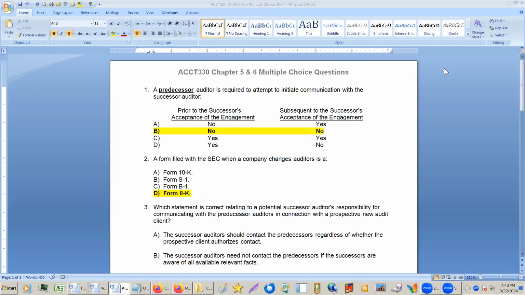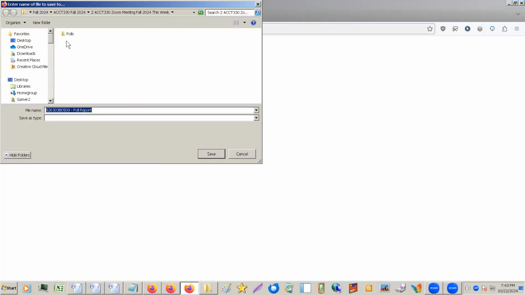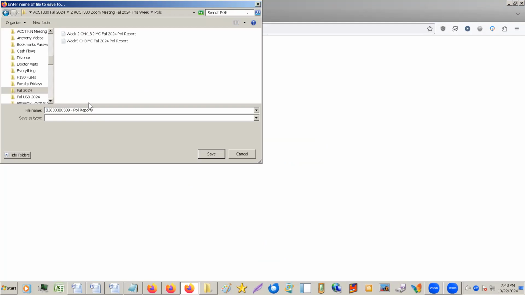Well, so I'm gonna close this. Wait, no, I do want to stop sharing, and then I can save it. What is this, week 9? Yes. And this is 5 and 6. Oops.